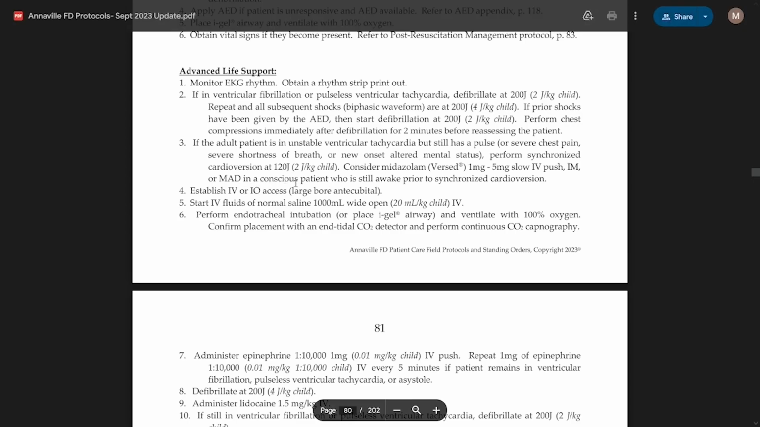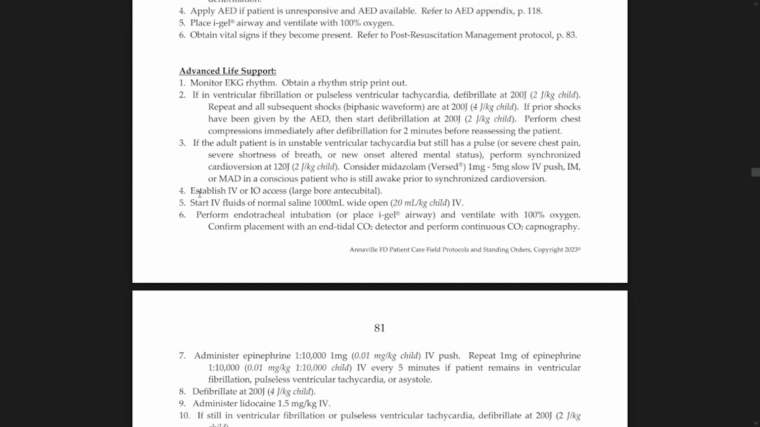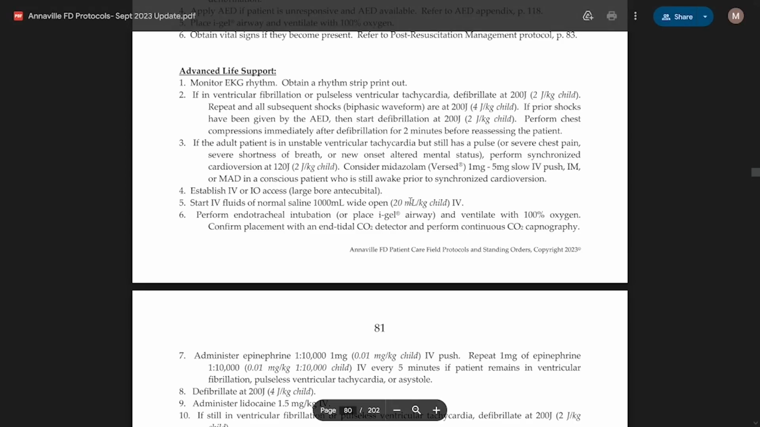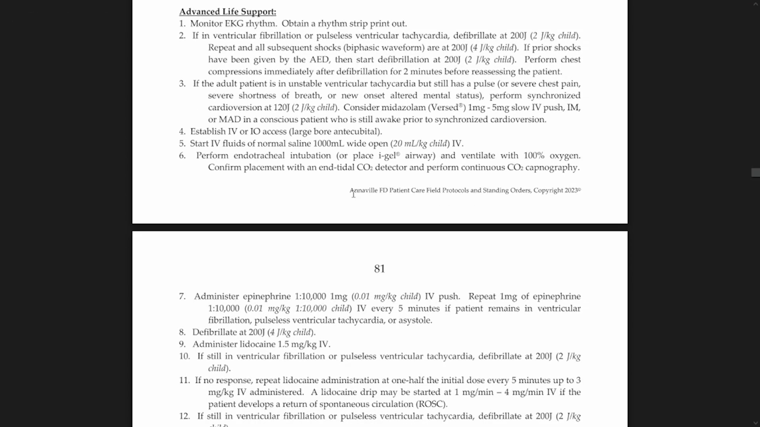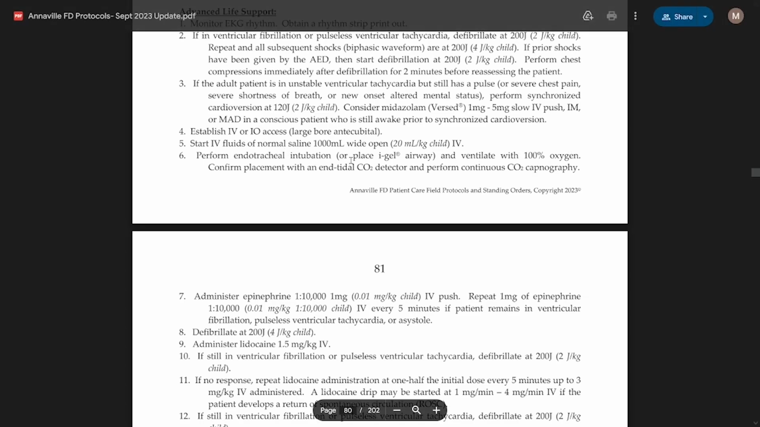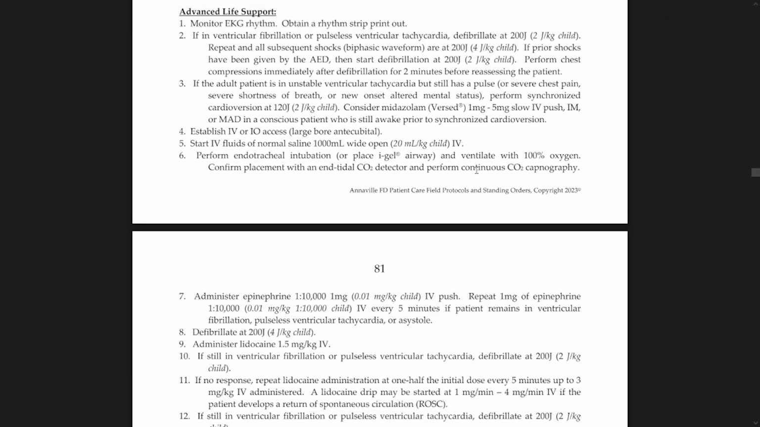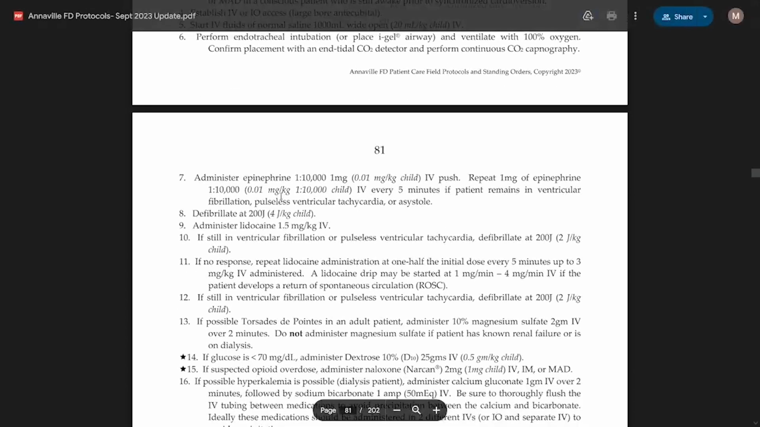Establish an IV or IO access with a large bore AC. Start IV fluids with normal saline and leave it wide open at a 1,000 milliliter bag or 20 milliliters per kilogram for a child via IV. Perform an endotracheal intubation or place an I-gel if you're not able to, and ventilate at 100% O2. Confirm placement with an end-tidal CO2 detector and perform continuous CO2 capnography.